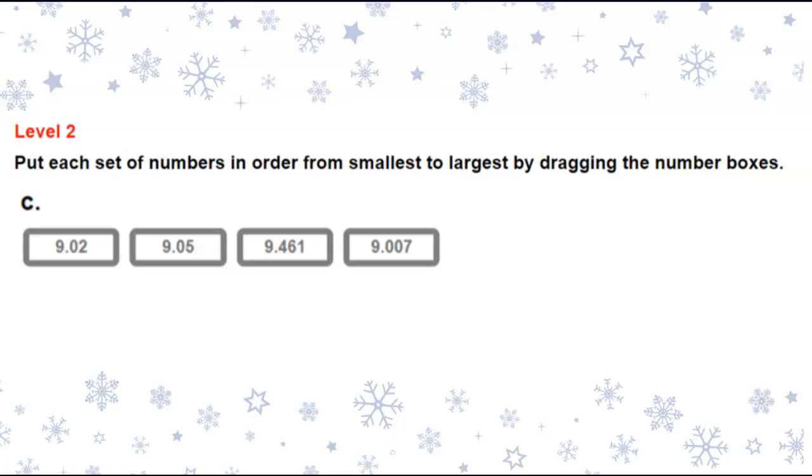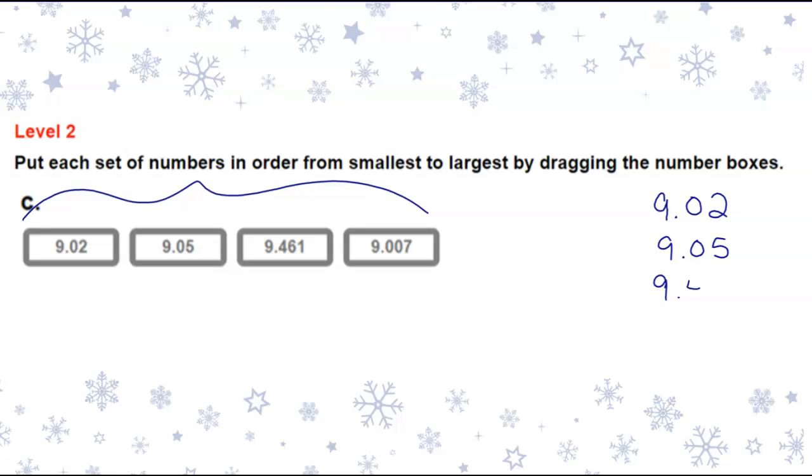For our next example, we're going to rearrange these numbers from smallest to largest. Now, when I order decimals, I like to compare them vertically. So I'm going to write 9 and 200ths, 9 and 500ths, 9 and 461 thousandths, 9 and 7 thousandths. Now, just because numbers can seem longer does not mean that they are bigger or smaller. Now these two go up to the nearest thousandth, so I'm going to put zeros there so they have the same amount of digits to compare.